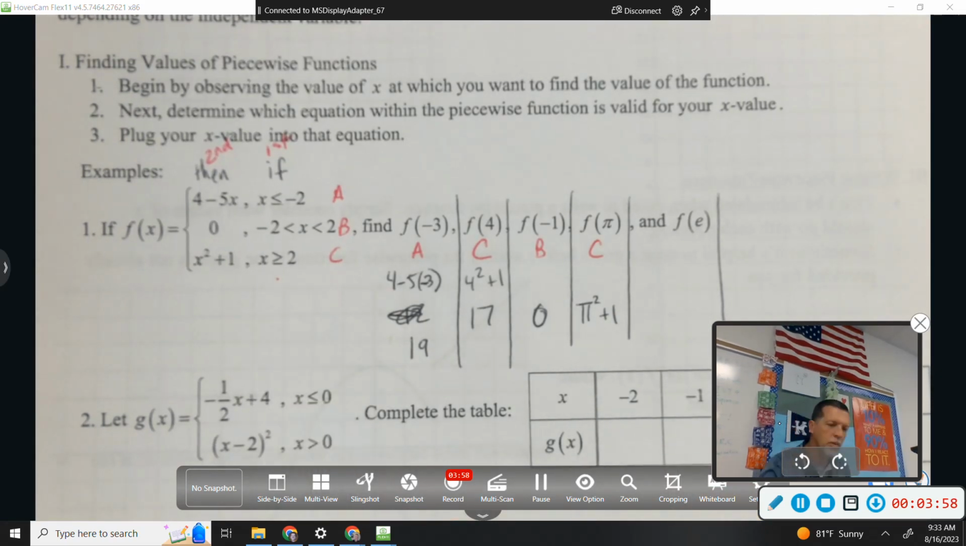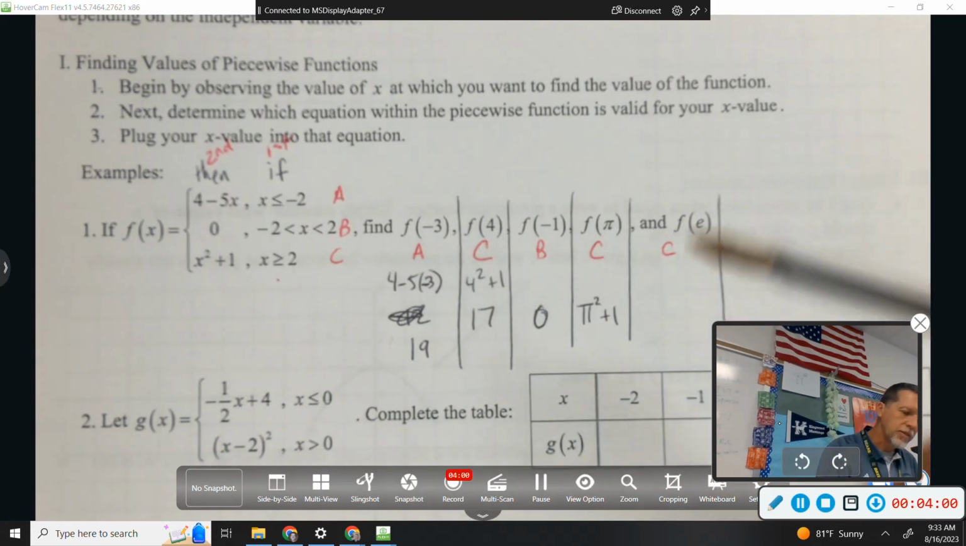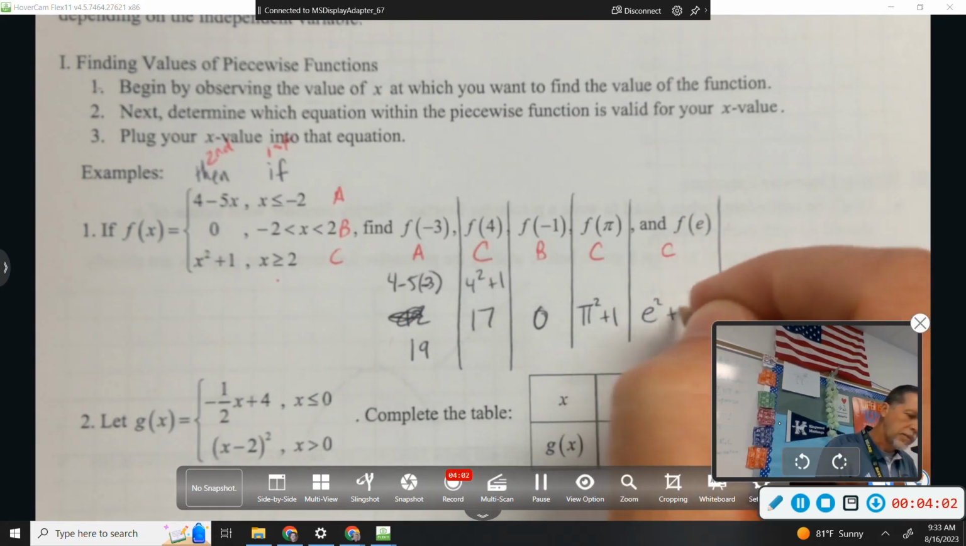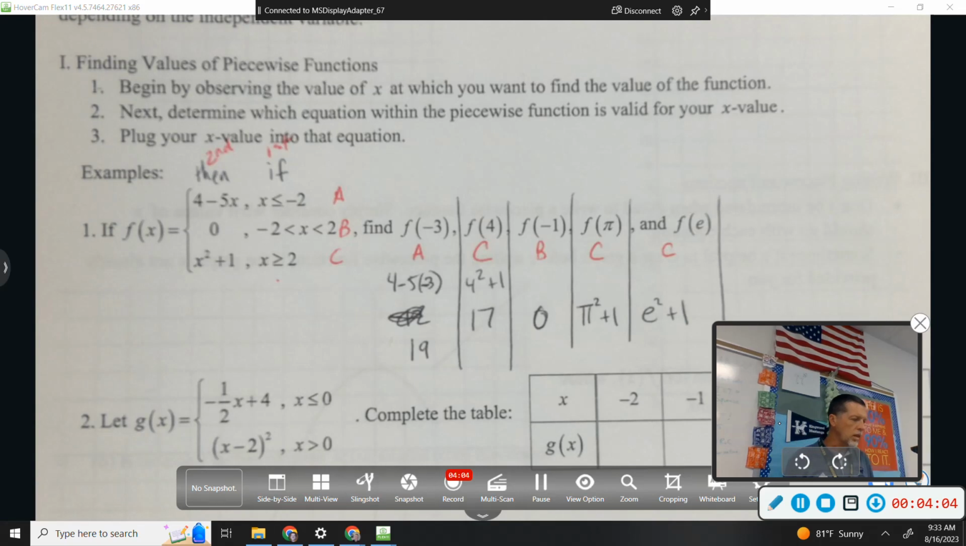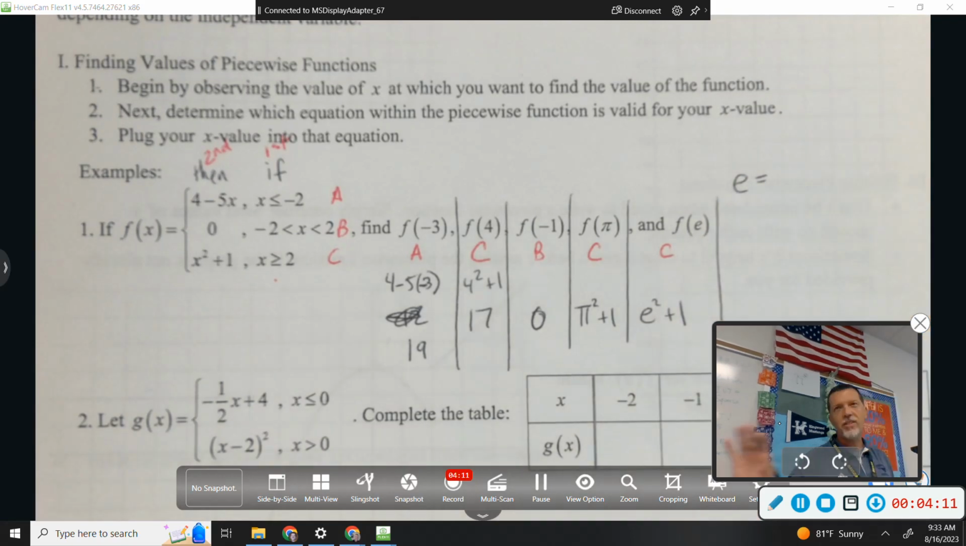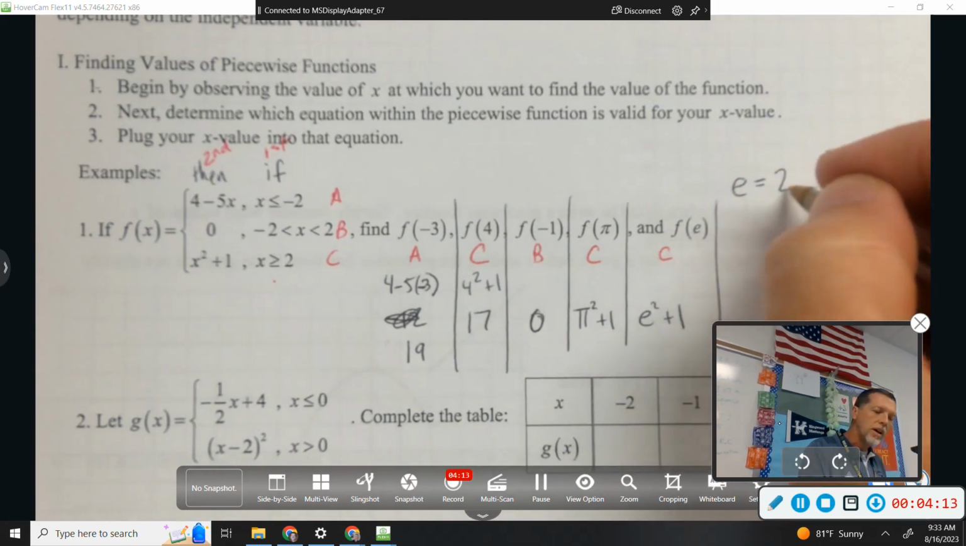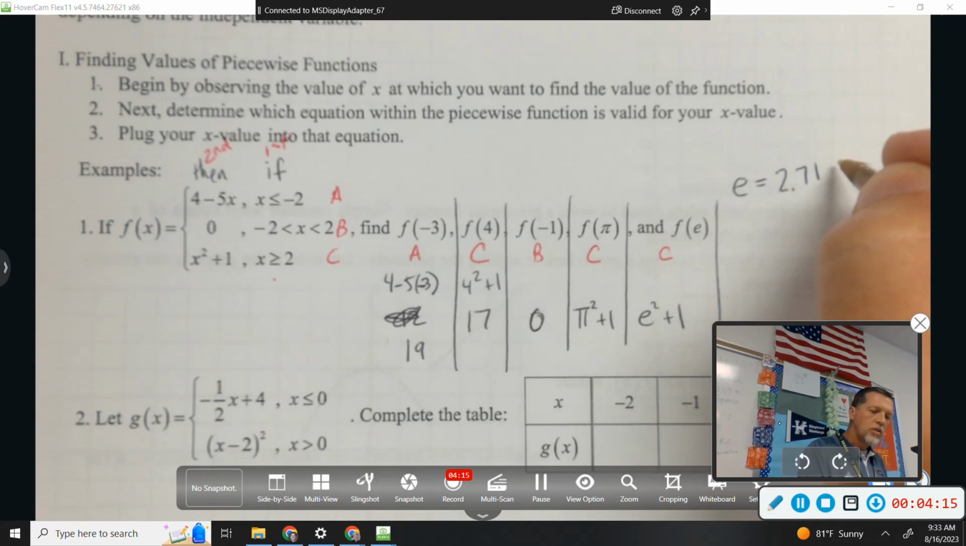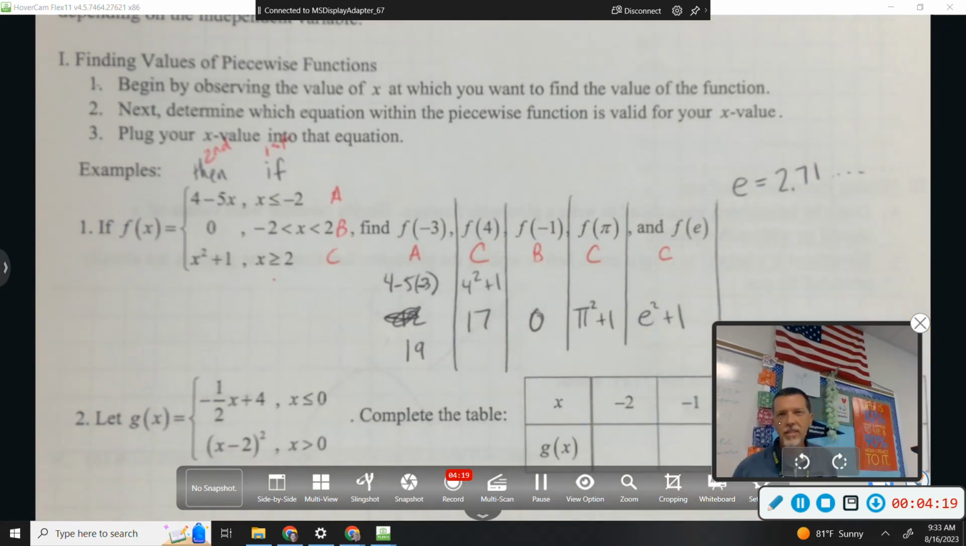So that's also on part C. So e squared plus 1. e is a number from calculus. The definition of it is kind of crazy, but you just need to know that it's 2.7... It's kind of like pi. It goes on forever, never repeats. Irrational is the fancy word for it.